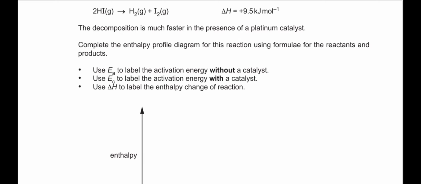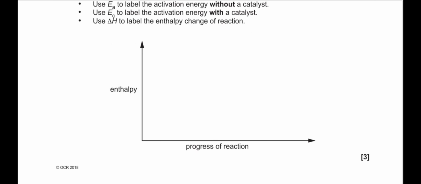First of all, make sure that this is endothermic or exothermic. Delta H is positive, therefore it is endothermic. Therefore, the reactants must be at a lower energy level and the products will be at a higher energy level.